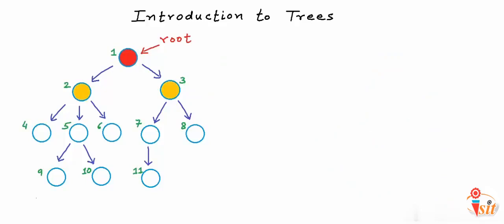So 2 and 3 will be called children of 1, and node 1 will be called parent of nodes 2 and 3. I'll write down all these terms that I am talking about. We mentioned root, children, and parent. In this tree, 1 is parent of 2 and 3. 2 is child of 1. And now 4, 5, and 6 are children of 2. So node 2 is child of node 1, but parent of nodes 4, 5, and 6.